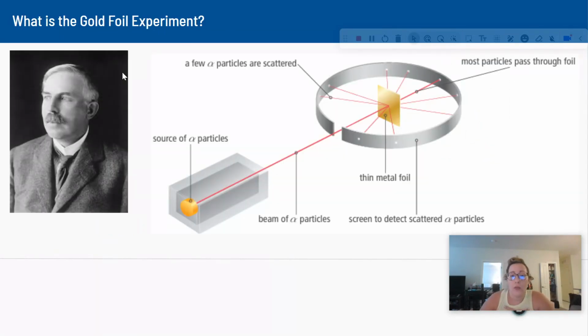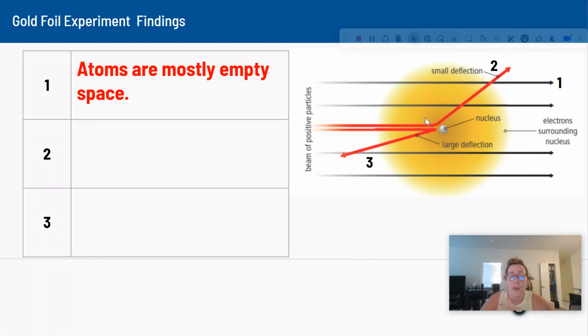Well, that was through an experiment called the gold foil experiment conducted by Rutherford, who you see with a wonderful mustache on the left. It is where we shot alpha particles or positive particles at a piece of gold foil, and those particles went into a whole bunch of different directions. And you're like, how does the alpha particles being shot at foil tell us what the atom looks like? Well, a lot of the alpha particles went in different directions, and those directions tell us what atoms are made up of.